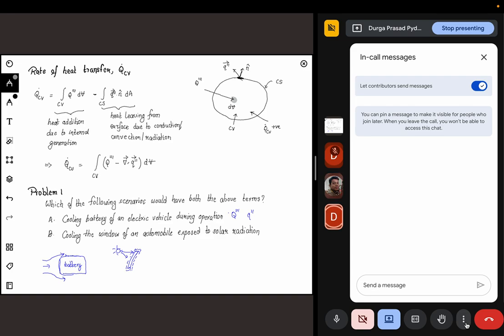Yeah, let's say I have a window, a car window or something, which is exposed to solar radiation, and I want to apply the net heat transfer over this particular CV, where my control volume is basically the window. So my control surface is the window surface, and the volume is basically the entire glass. So in that particular scenario, which of these two terms do I have? Do I have both the internal generation and Q double prime, or just one of them?